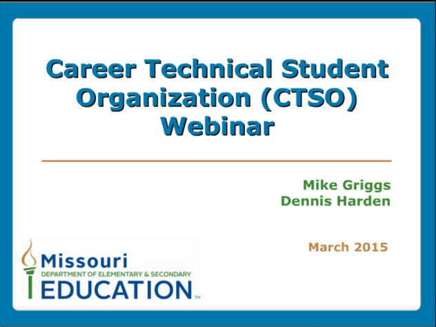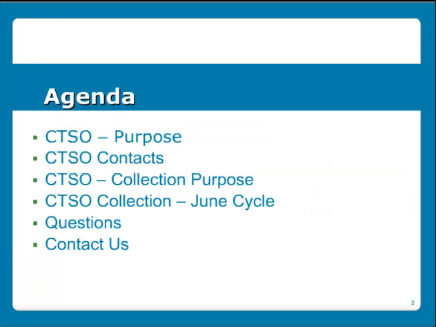I'm Michael Griggs, Supervisor in the Office of Data Systems Management, and I'm here with Dennis Harden, Coordinator of the Office of College and Career Readiness. Our agenda for this webinar includes sharing the purpose for CTSOs, providing the contacts for CTSOs, discussing the collection purpose for CTSOs, reviewing what is involved for the June cycle CTSO collection, and allowing an opportunity to ask questions about CTSOs. With that, I will turn the presentation over to Dennis.